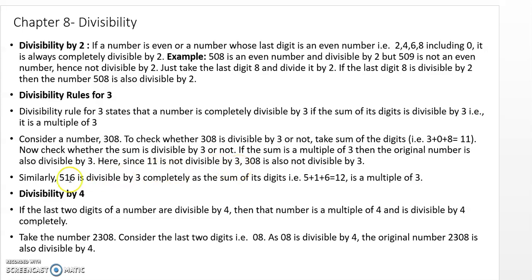Now take the second example, 516. 5 plus 1 plus 6. What does it come to? 12. So 12 is a multiple of 3. So 516 is divisible by 3. Next is divisibility by 4. You have to see the last two digits of the number. Now it is given 2308. See the last two digits, so that is 08. So 08 is divisible by 4. Therefore the original number is also divisible by 4.